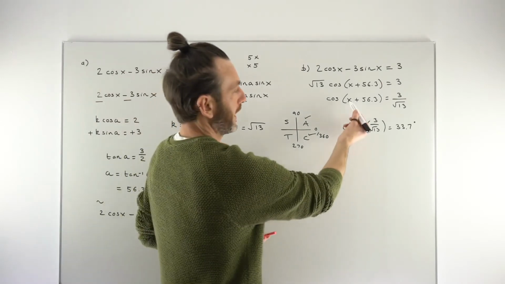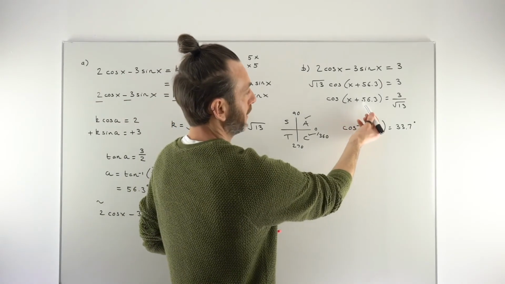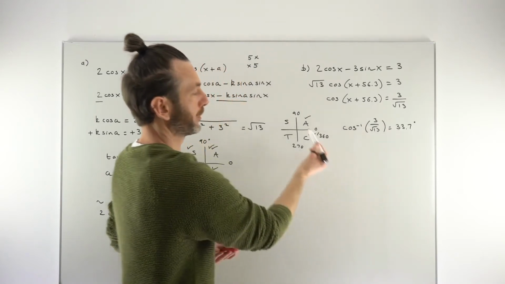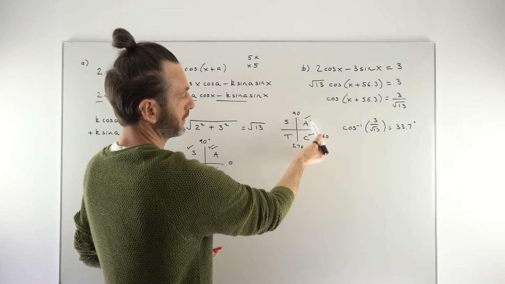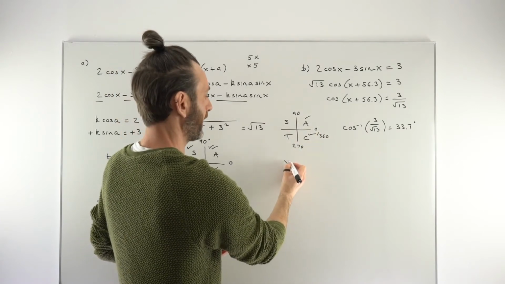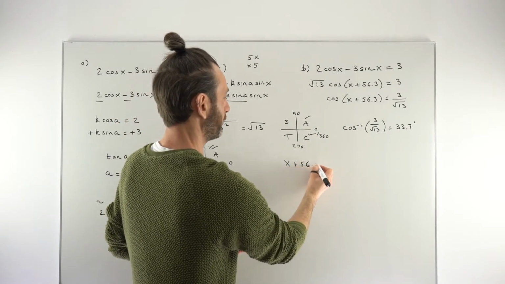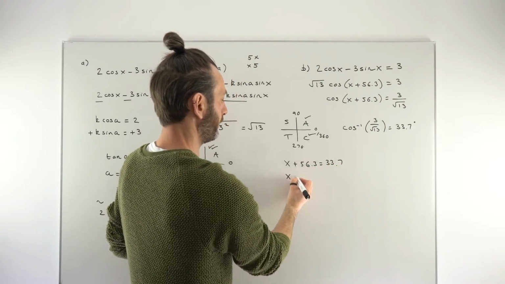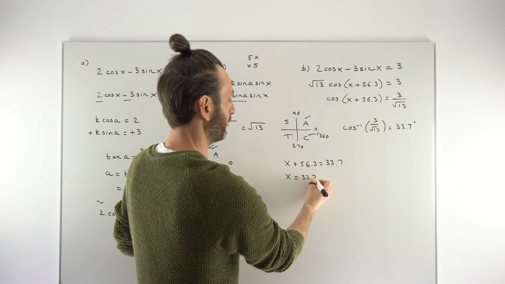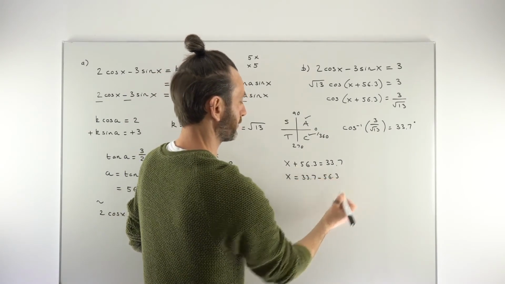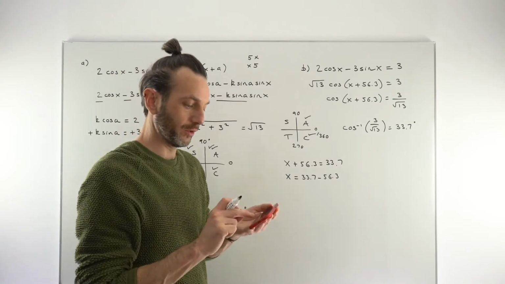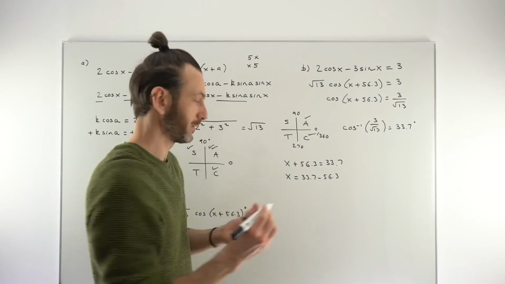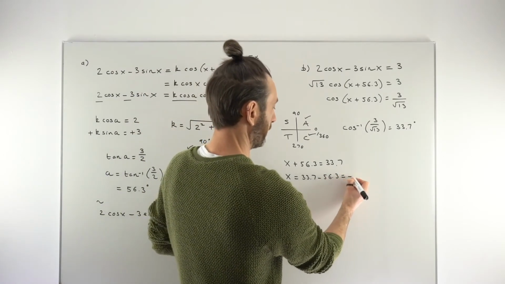So that 33.7 is not a final answer. It's not a solution for x. It's a solution, if you like, for x plus 56.3. So let me just pull that down here. But notice that at 33.7, that's the check, that's the solution in this quadrant. So we get x plus 56.3 is equal to 33.7. If we go ahead and solve that for x, that's then going to be 33.7 minus 56.3. So let me just do that, 33.7 minus 56.3, so it comes out to be negative 22.6.